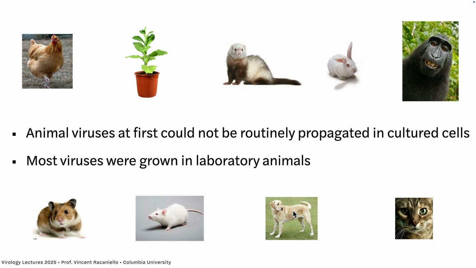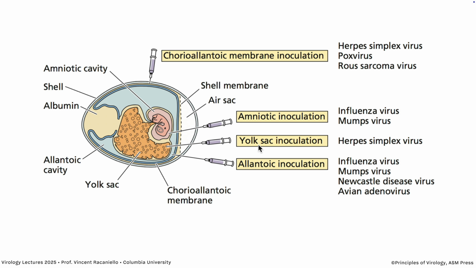Now, although today we use animal cells in culture and plant cells and insect cells to study viruses, when viruses were first discovered, they couldn't be routinely propagated in cells. We didn't know how to grow cells in culture. Most viruses were grown in laboratory animals or plants, as you would call tobacco mosaic virus. And we made do with that.